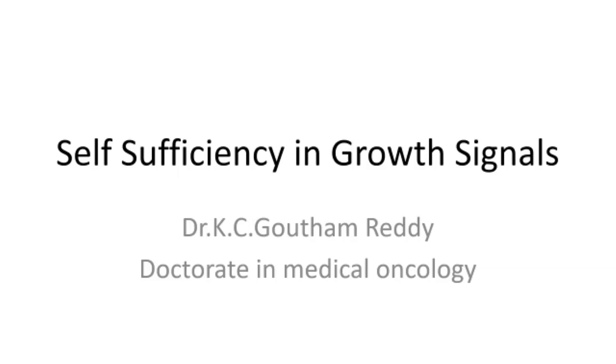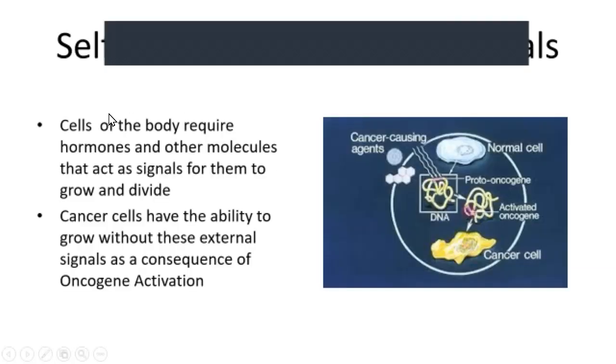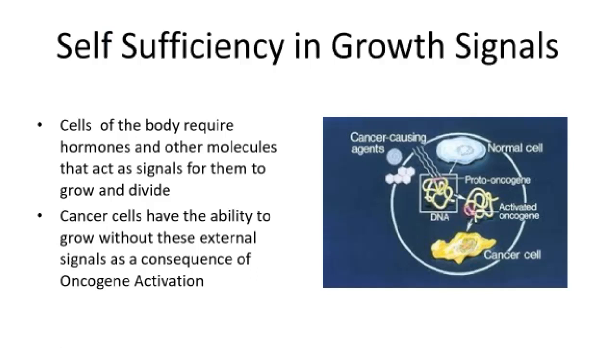The first hallmark, as discussed earlier, is self-sufficiency in growth signals. Cells in the body require hormones or other molecules to act as signals to divide and to grow. In cancer, the cells have the ability to grow without these external signals, as a consequence of oncogene activation. Every cell has the capacity to divide, conferred by the proto-oncogene, but the proto-oncogene doesn't act because it is put under constraint.